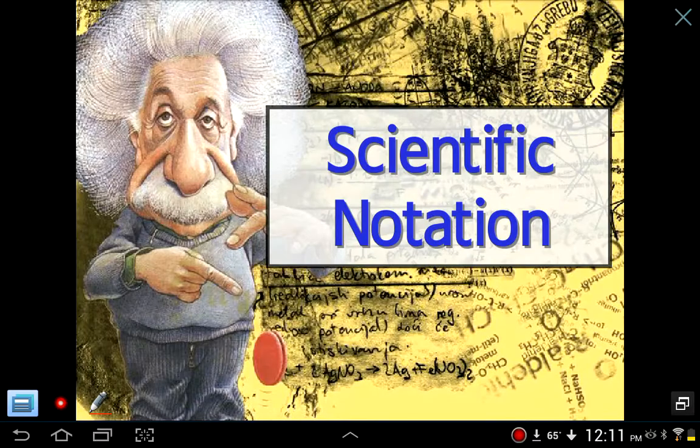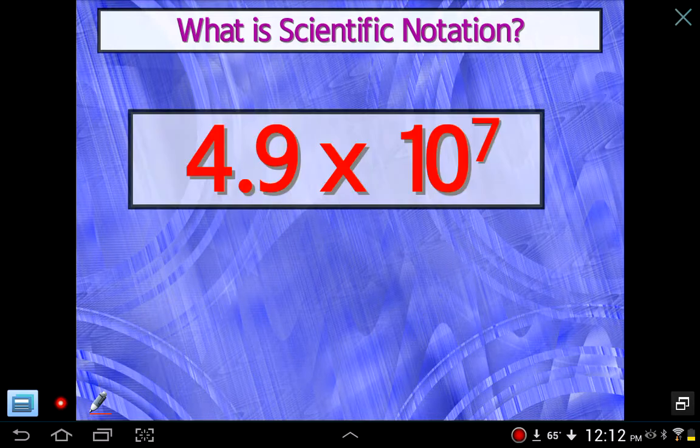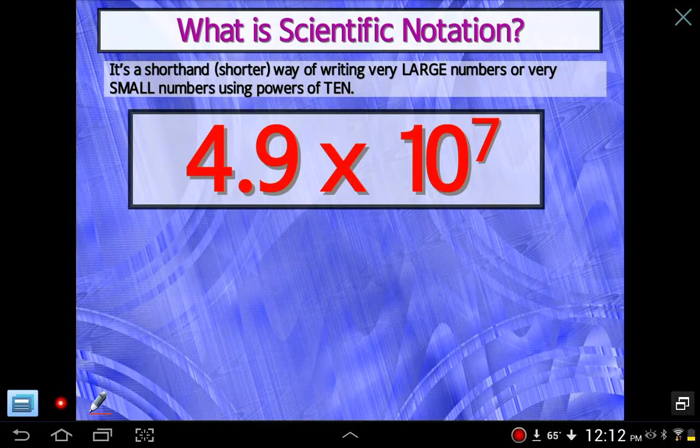Okay, here's your lesson on scientific notation. First question we need to ask ourselves is, what is scientific notation all about? Scientific notation is a shorter way of writing very large numbers or very small numbers using powers of 10.